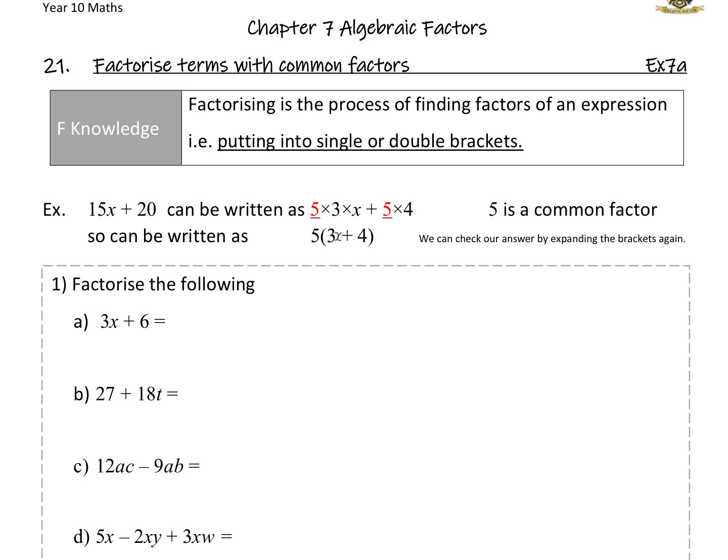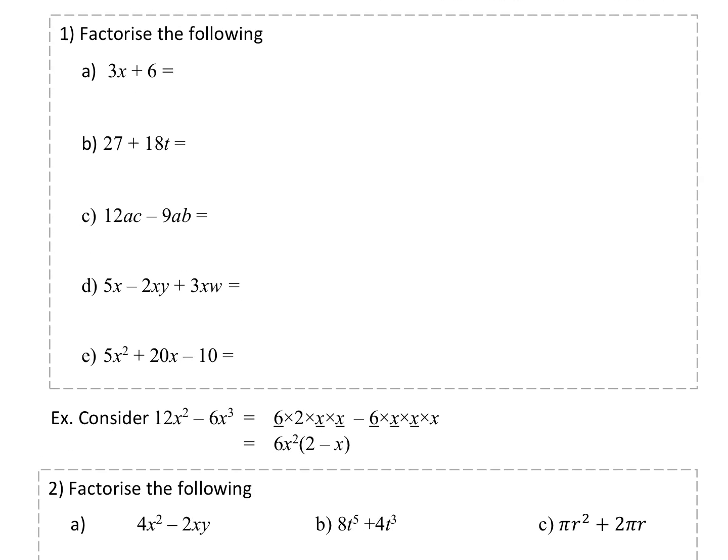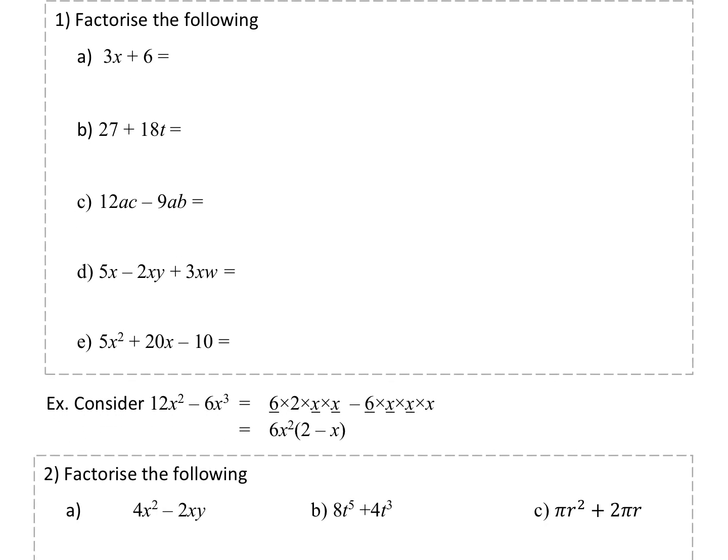Chapter 7, Algebraic Factors, and we'll begin by looking at factorising terms with common factors. Pause the video and have a go at example 1 and 2.